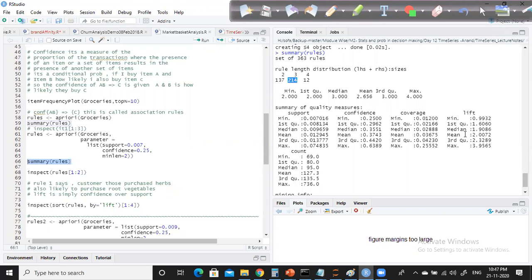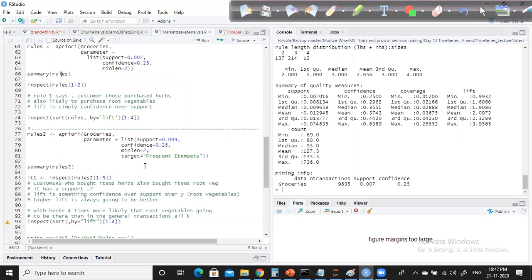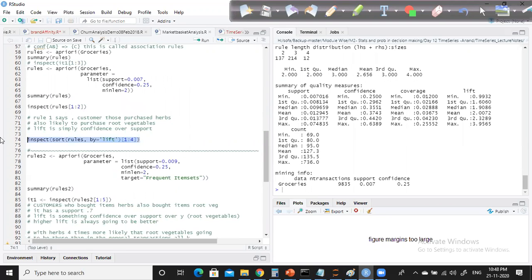This shows the support, confidence, coverage, lift and all. Anyhow, we will directly jump into sorting by lift.